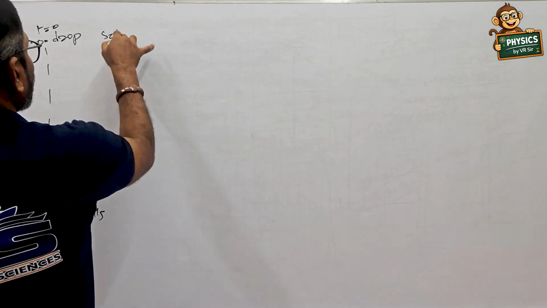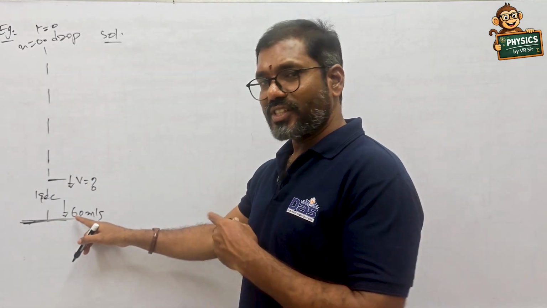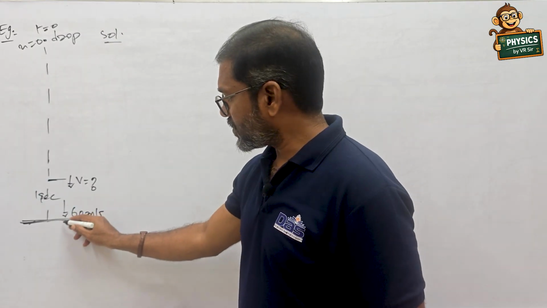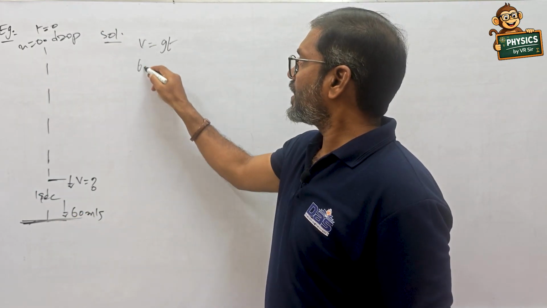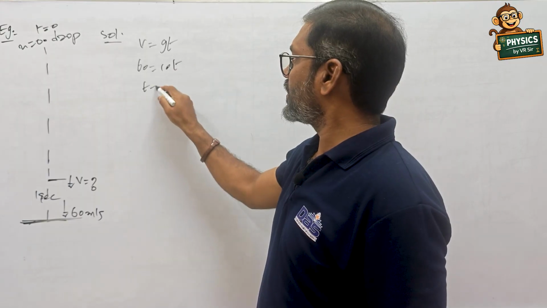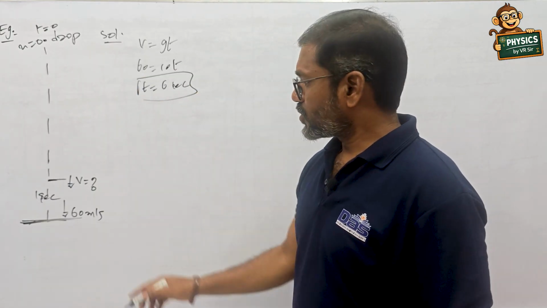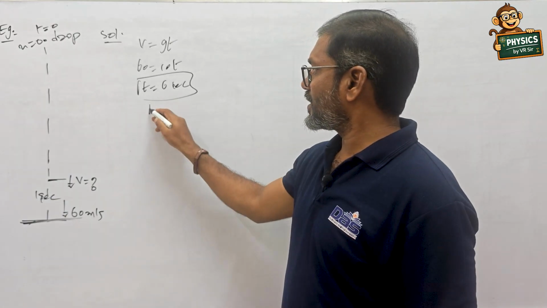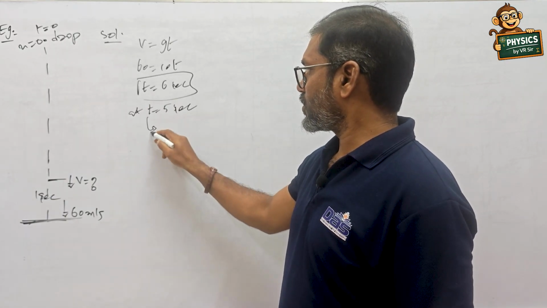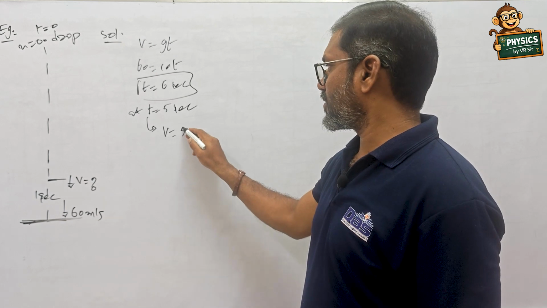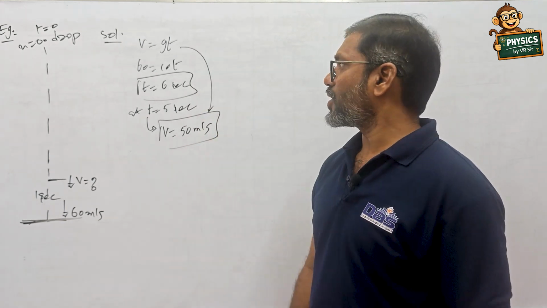Now how to take this? Once it gains the velocity of 60 meters per second, then what is the time when it reaches the ground? V is equal to gt, and 60 is equal to 10t, and t equal to 6 seconds. That we know, right? So 1 second before reaching the ground means at t equal to 5 seconds they are asking. So at t equal to 5, velocity is equal to 50 meters per second by using this same formula, isn't it?